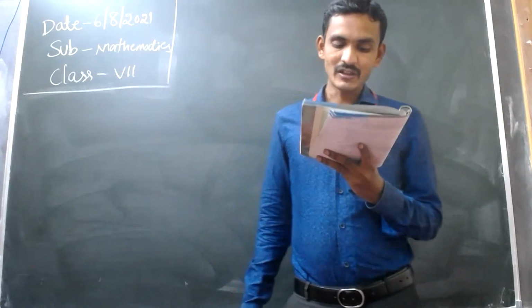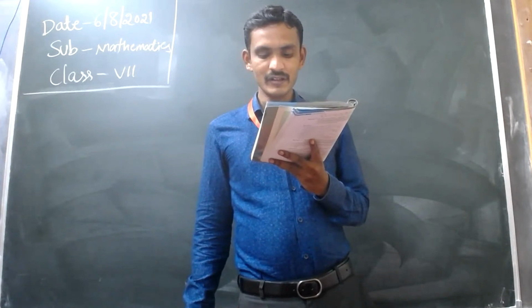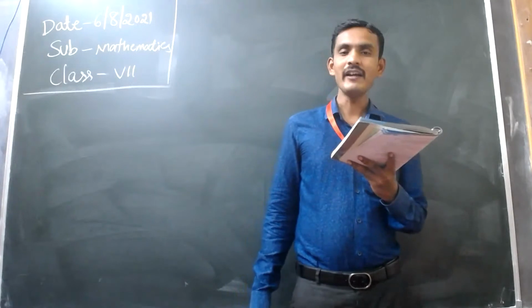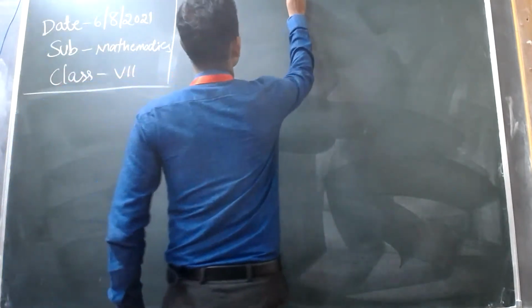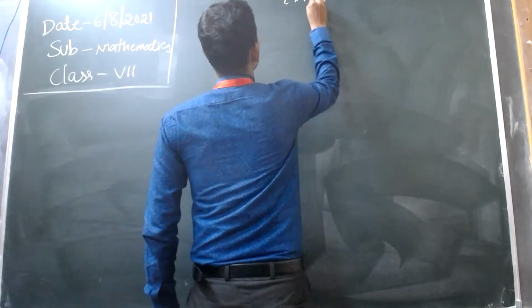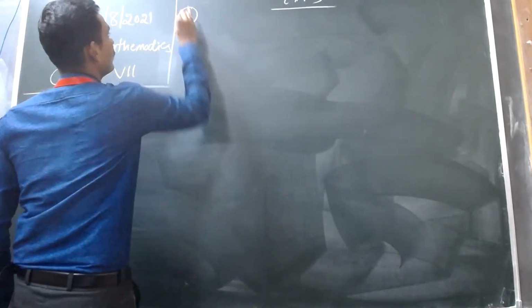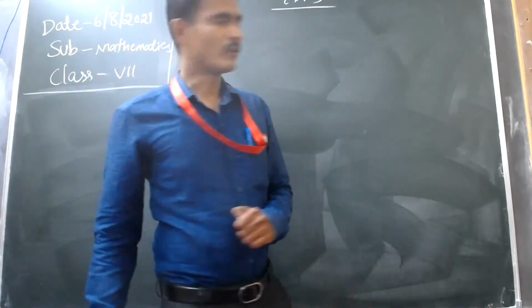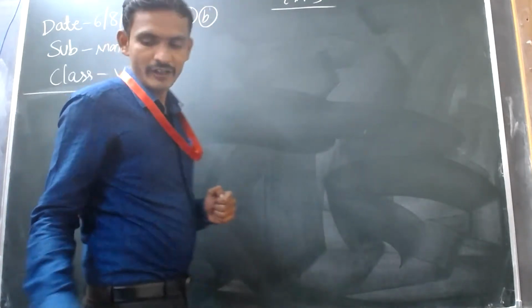A cement company earns a profit of 8 rupees per bag of white cement sold, and a loss of 5 rupees per bag for every grey cement. Yesterday we explained exercise 1.3, the eighth problem. We already solved the first one. Now we'll go to the second one, problem B.